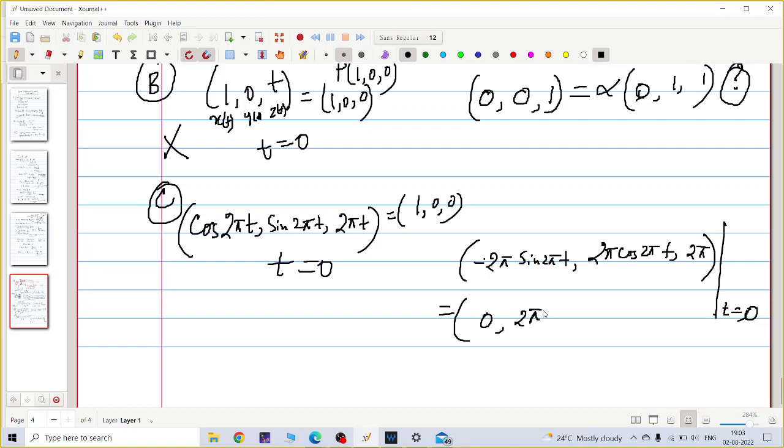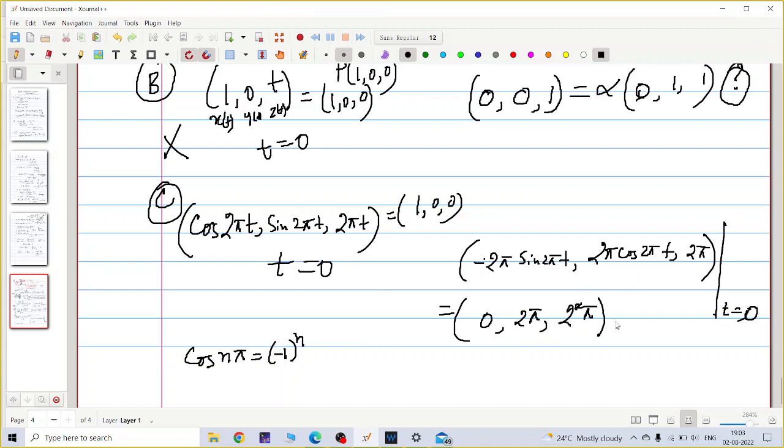Viplav, anyone knows cos 2 pi? What is the value of cos 2 pi? Cos n pi, you know cos n pi? It will be 1. Cos n pi is minus 1 whole to the power n for any natural number n. So cos 2 pi is minus 1 whole square. That is 1.